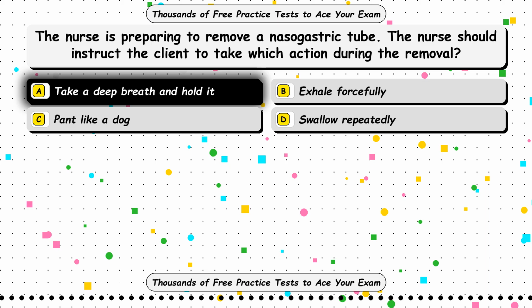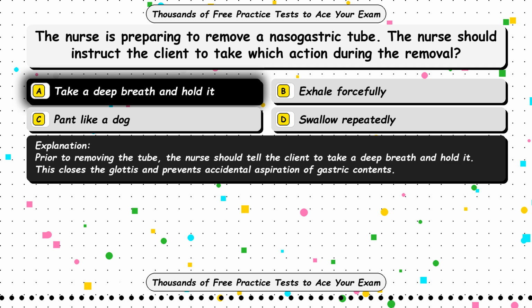The correct answer is option A, take a deep breath and hold it. Prior to removing the tube, the nurse should tell the client to take a deep breath and hold it. This closes the glottis and prevents accidental aspiration of gastric contents.